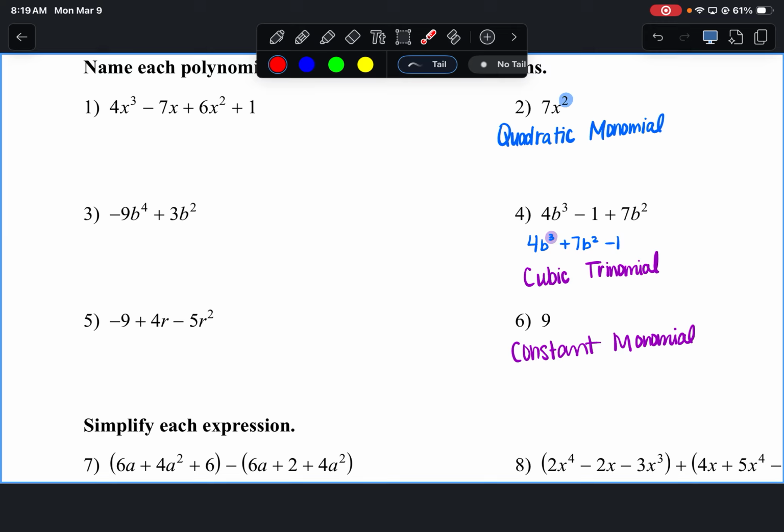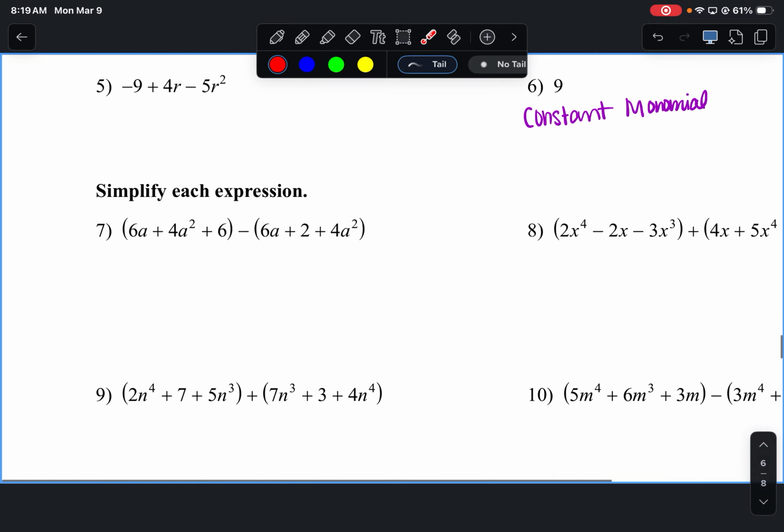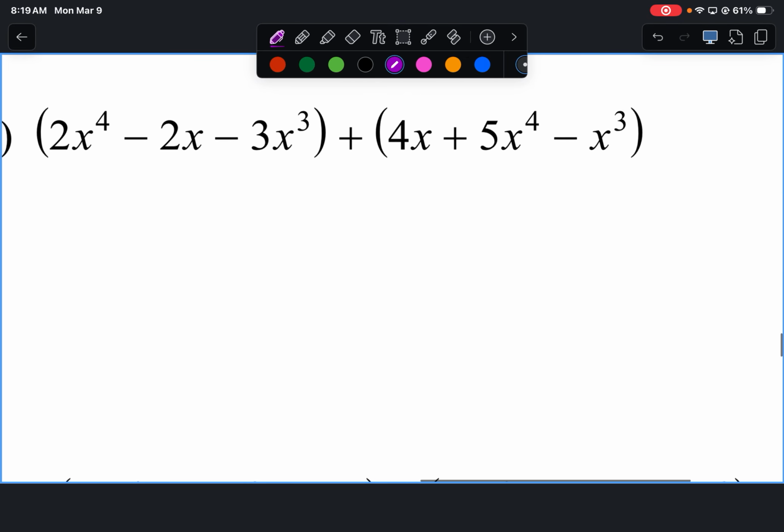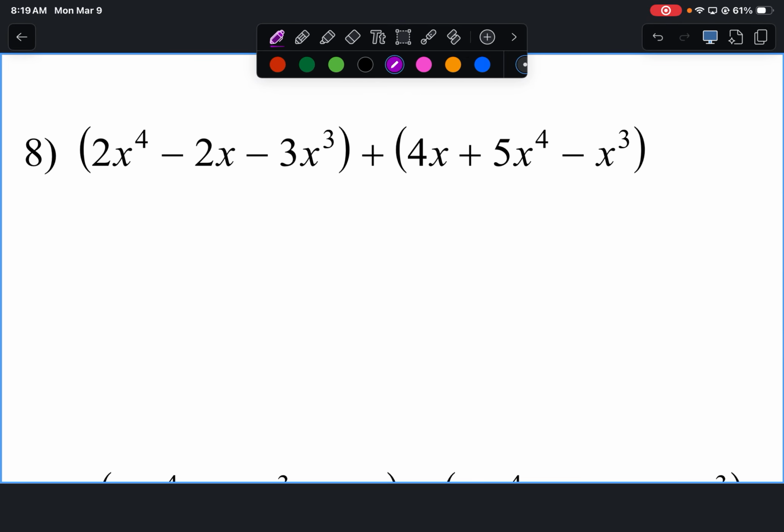We're going to look at the second section. It is simplifying each expression. All this wants us to do is either add or subtract based off the question and combine like terms. So we're going to do questions 8 and 10. Am I adding or subtracting in question 8? Adding. There is a plus sign between the 2 parentheses.